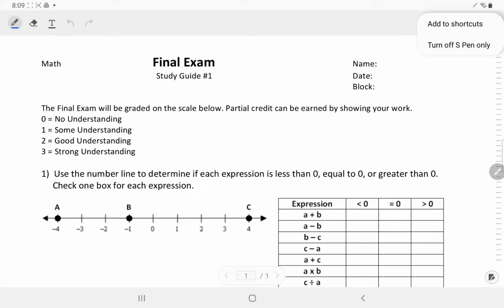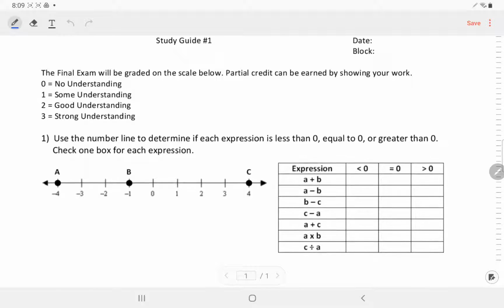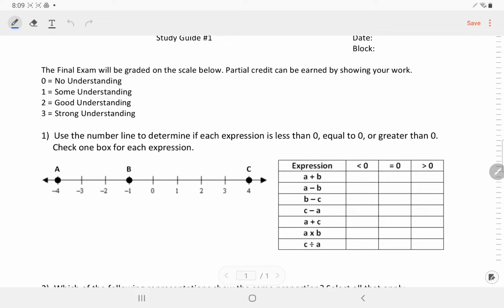In this video, we're going over Final Exam Study Guide number 1. So let's start with number 1. Use the number line to determine if each expression is less than 0, equal to 0, or greater than 0. Check one box for each expression.